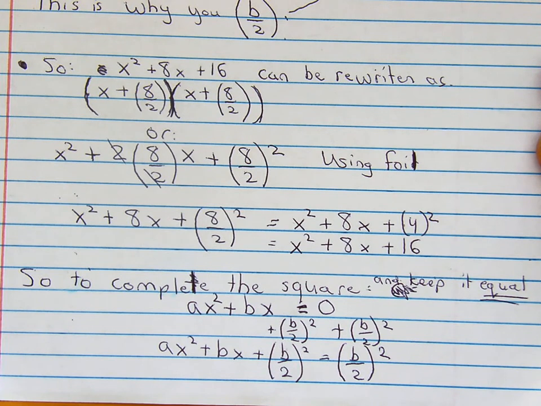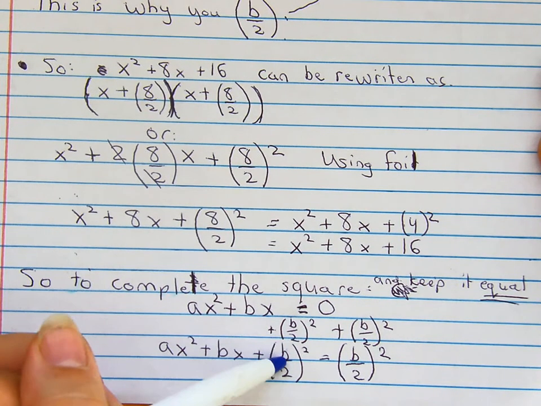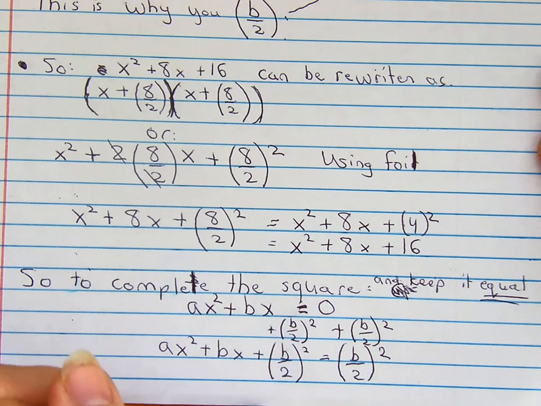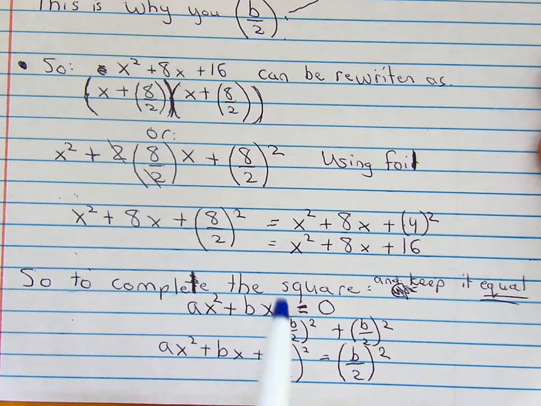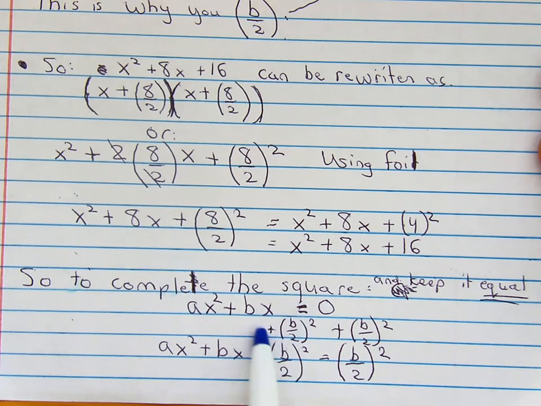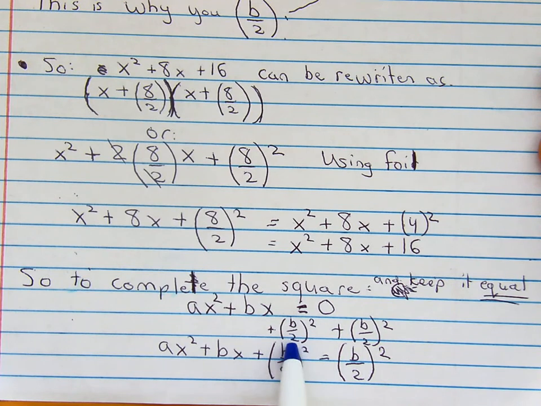If it is for a perfect square, then this relationship right here will always be true because of what we showed above. So when you go to complete a perfect square, this is what you're going to be doing.